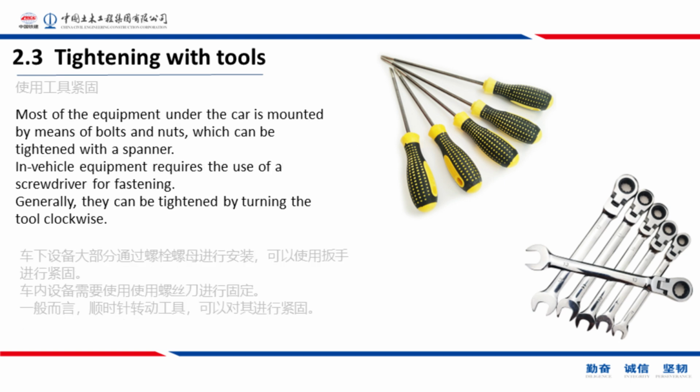PPT 23. 2.3 Tightening with tools. Most of the equipment under the car is mounted by means of bolts and nuts, which can be tightened with a spanner. In-vehicle equipment requires the use of a screwdriver for fastening. Generally, they can be tightened by turning the tool clockwise.